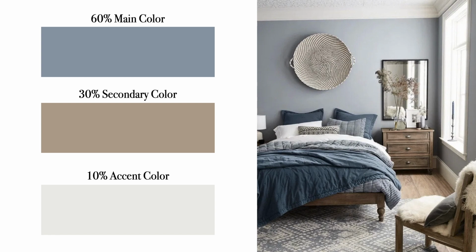Now, the secondary color is the wood tones that we're seeing in the flooring and in the furniture. And if you can imagine seeing the entire room, you would see much more of that wood flooring and furniture, and that color would probably account for about 30% of the room.